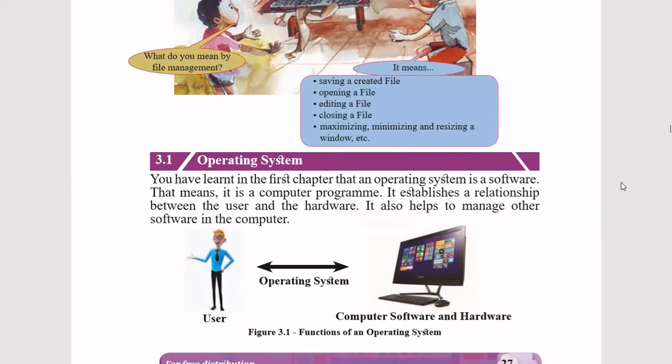First, the operating system establishes the relationship between the user, that is you, who operates the computer, and the hardware, which are the tangible parts of a computer like the keyboard, mouse, system unit, CDs. For example, if you type a letter using a keyboard, you can see that output on your screen. For that task, definitely the operating system should engage. Second, it helps to manage other software. Other application software are managed by the operating system. And third is file management. We will discuss file management further later.